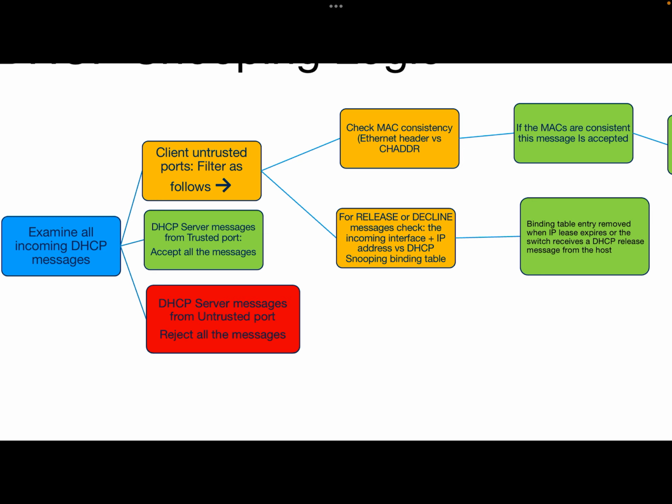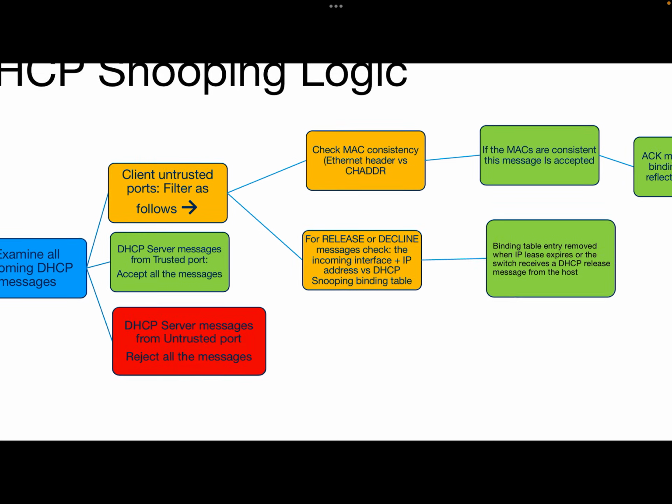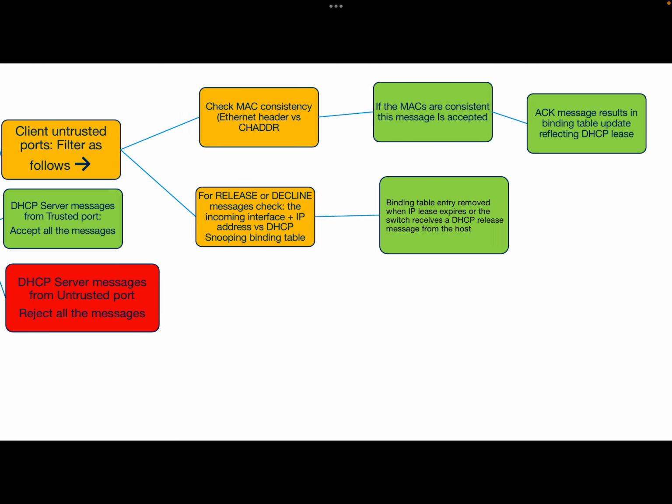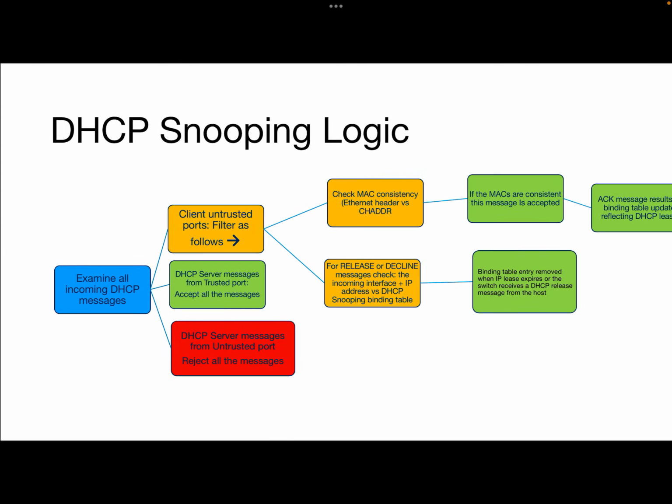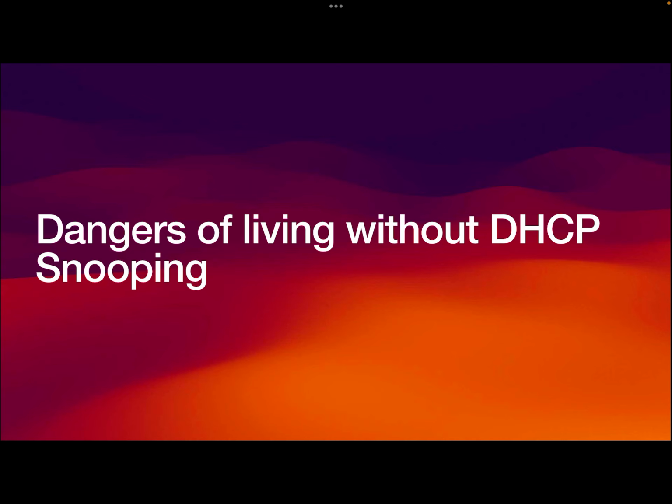What about messages from untrusted ports? If there's a DHCP server message coming from an untrusted port, we know 100% that is dodgy, that is not legitimate. Those are all rejected because we can't have DHCP servers connected on untrusted ports. That cannot happen. Whenever we see something like this, that's automatically a red flag, and those messages must be rejected.